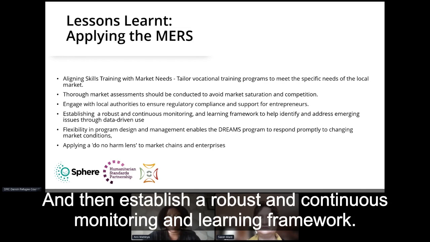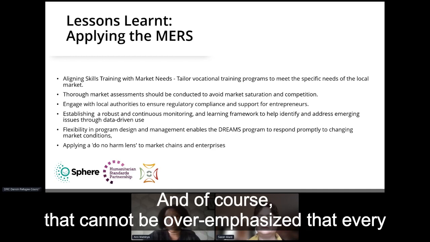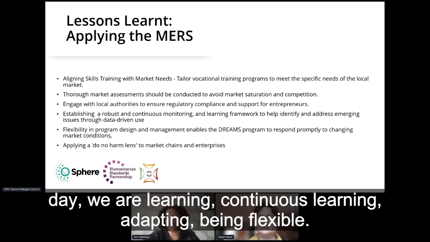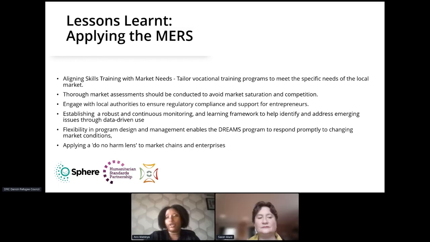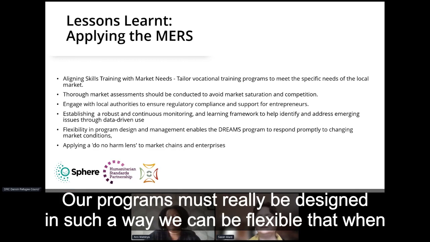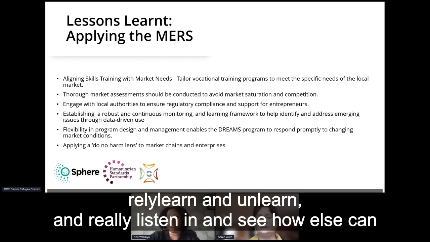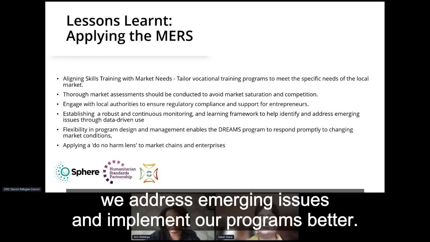And then establish a robust and continuous monitoring and learning framework. This really helps to identify and address emerging issues. And of course, that cannot be overemphasized: every day we are learning, continuous learning, adapting, being flexible. In fact, the one we were looking at about being adaptive and risk aware was really focusing on this. Our programs must be designed in such a way that we can be flexible, that when we hit an issue, we are able to go back and learn, relearn and unlearn, and really listen in and see how else we can address emerging issues and implement our programs better.